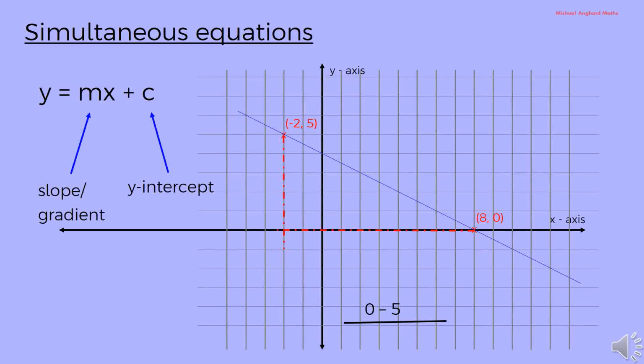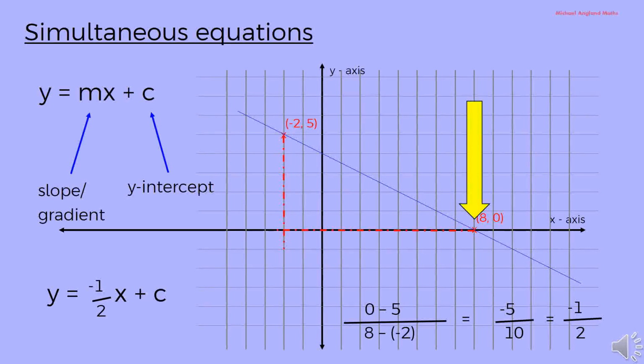The run is the horizontal distance. That's the difference between the x component of the second coordinate and the x component of the first. So 8 minus minus 2. So we have 0 minus 5 over 8 minus minus 2, which is minus 5 over 10, which is minus 1/2. So our slope is minus 1/2. So we have y equals minus 1/2 x plus c. Now, to finalize our equation, all we need to do is plug in one of the points. Notice that we have 8, 0. This is an easy one to do because one of the values is 0.